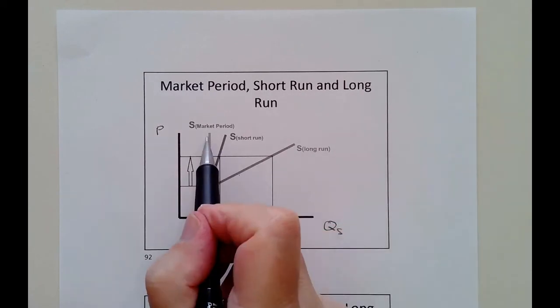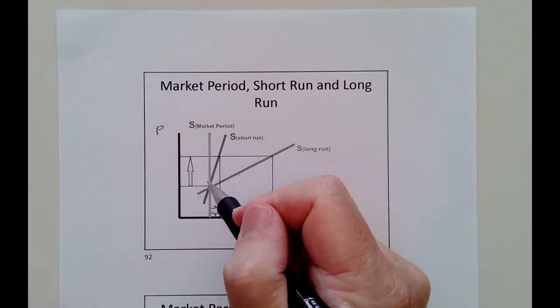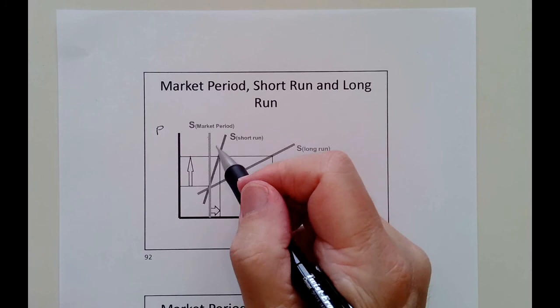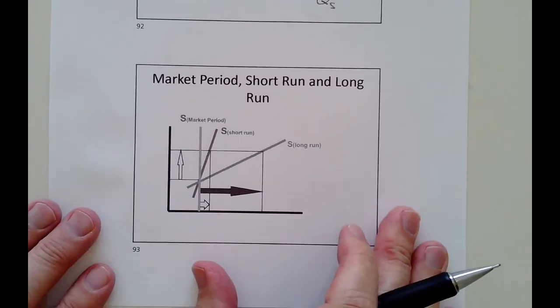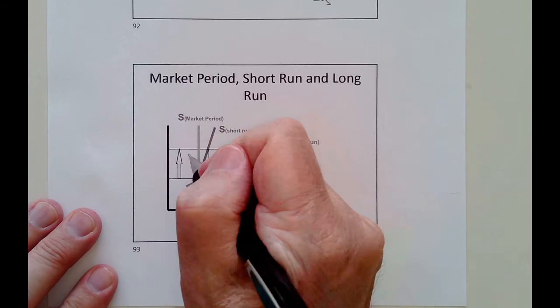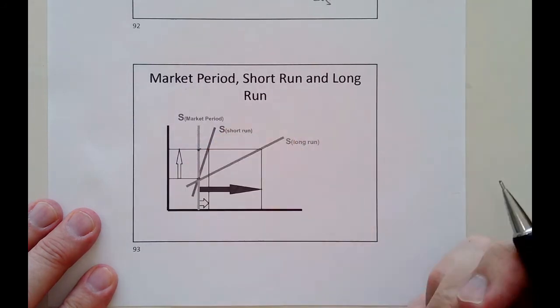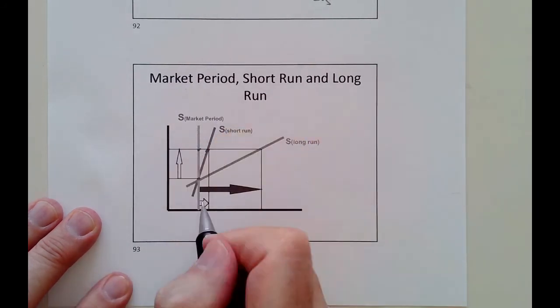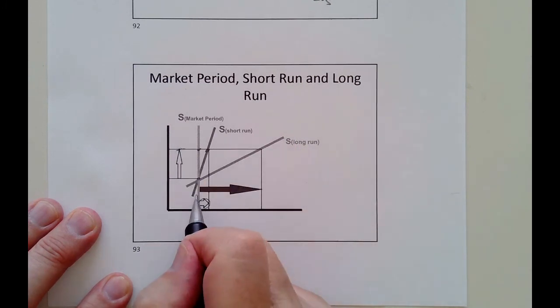So market period, you can't change anything, and the supply is vertical, perfectly inelastic. Short run, you can change some of your inputs, but not all of them. Long run, you can change everything. So here's the flexibility. If the price goes up, there's no change in the market period because you don't have enough time. The fish already came in that day. In the short run, you have some flexibility. You increase here. In the long run, when the price is higher, you can increase a lot more.